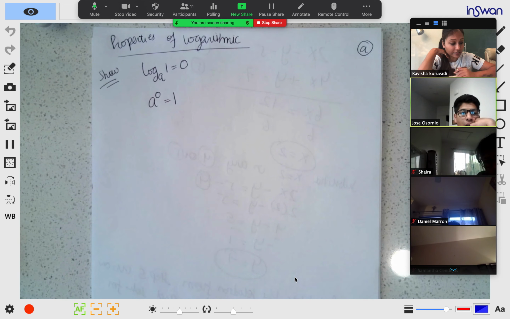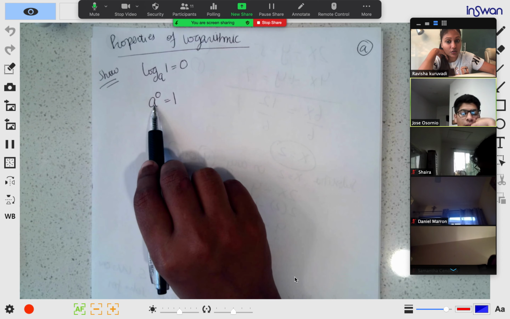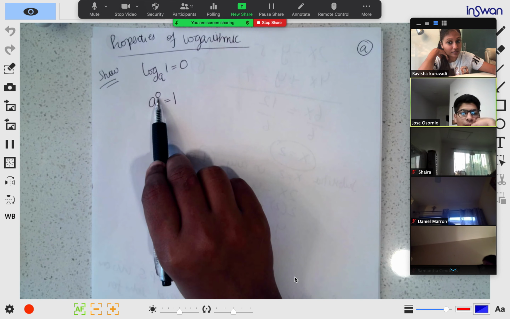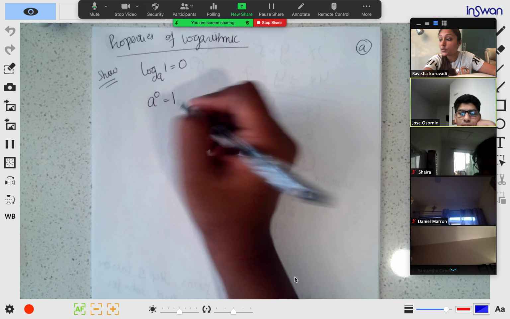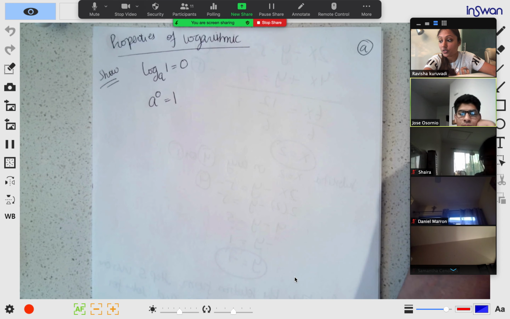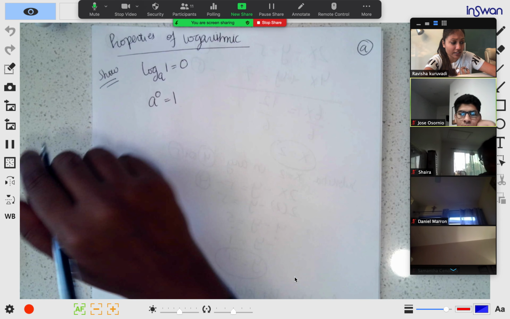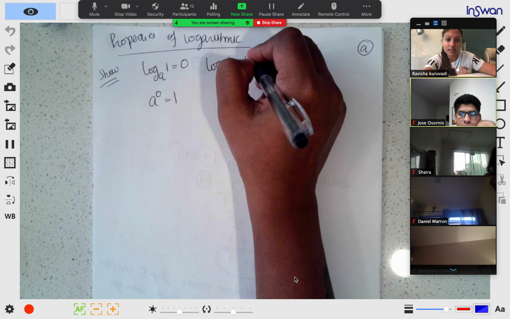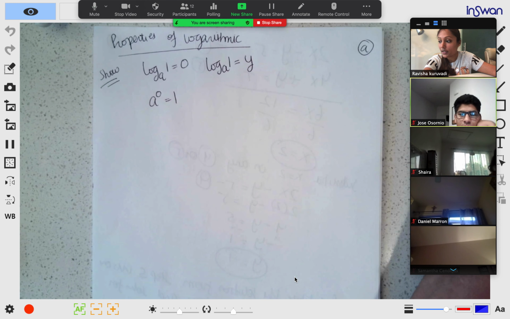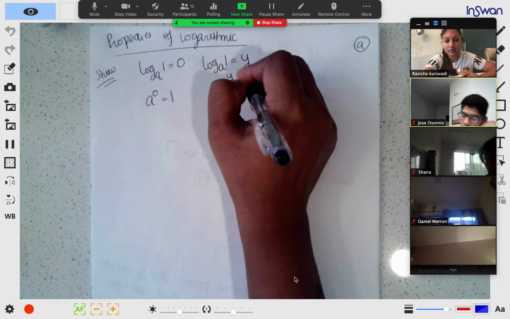Perfect. And I told you yesterday in exponential, anything raised to power 0 is 1, which we already know. Hence proved. So you get this thing here. Or the other way of proving it is, you put log a 1 is equal to y. You solve for y. You get a to the power of y is equal to 1.